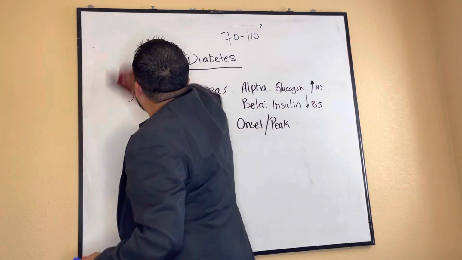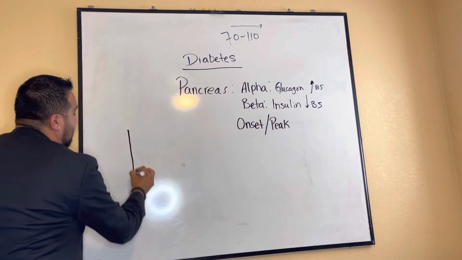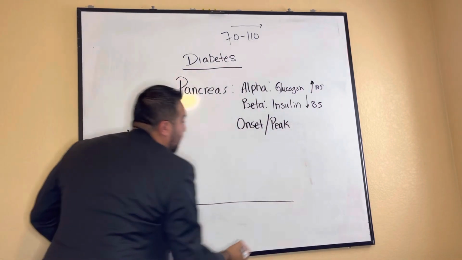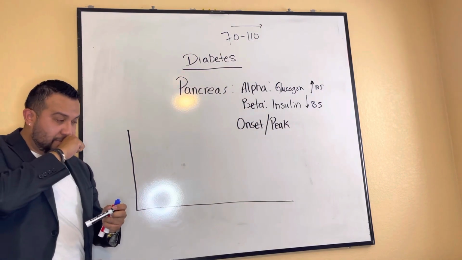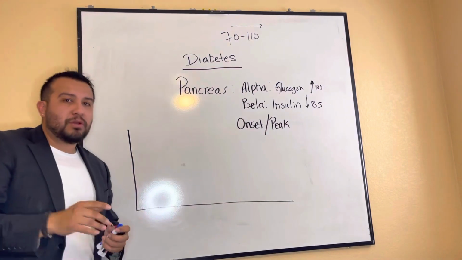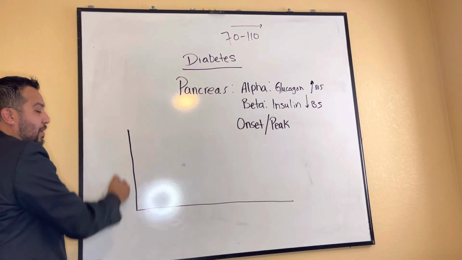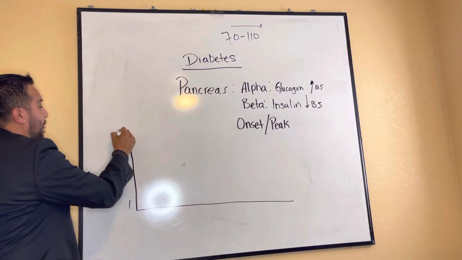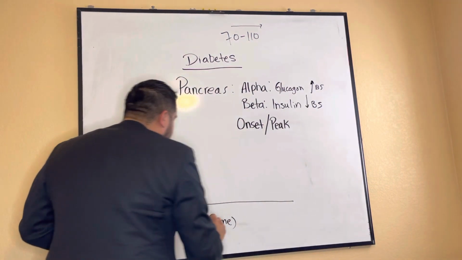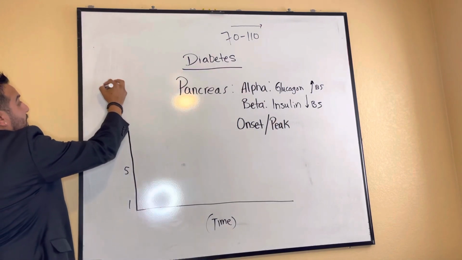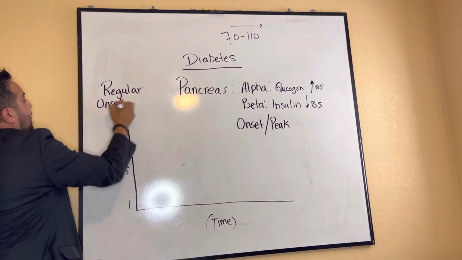When somebody receives insulin, the onset time lets us know when the insulin begins to work. The peak lets us know when the medication is working at its highest effectiveness, which may lower the blood sugar a little too much, and we have to look out for low blood sugar levels, right? So this line represents the strength of the insulin, okay? 1, 5, and 10. And down here you have time. So let's work with regular insulin, okay? You guys have to know the onset and the peak times.